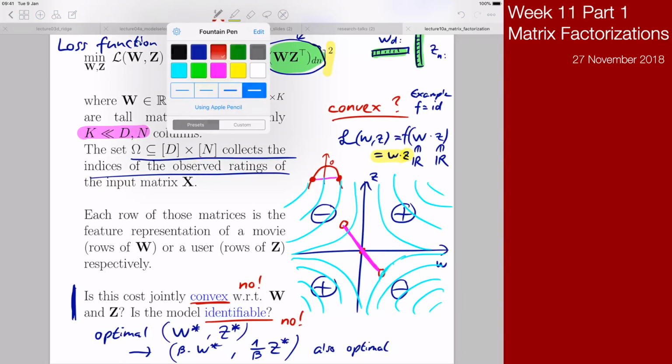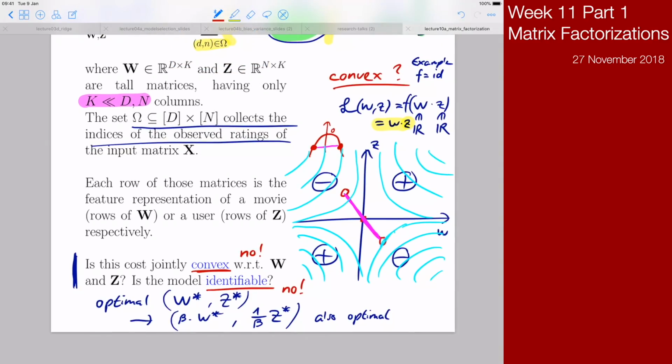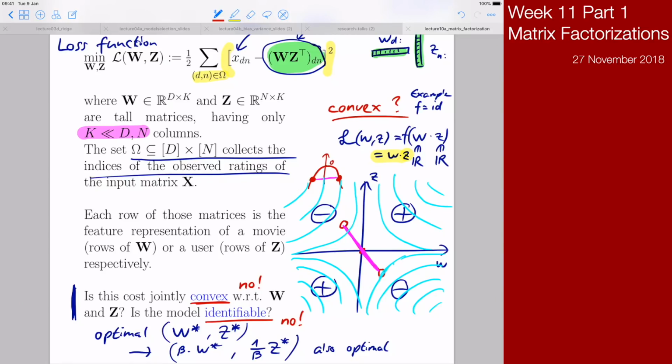So you guys are correct. If you fix one of the two variables, then in the other it's convex. Why? Because if you fix W, then this is basically the identity function. It just takes Z and multiplies with a constant. So of course, that's not doing anything evil. That's an identity function, which is convex. So depending on the loss function, you will not always have a convex loss. It depends on the loss function f if you have this property.